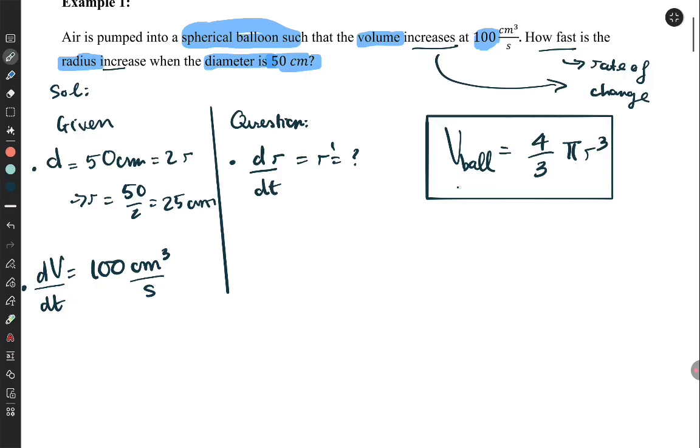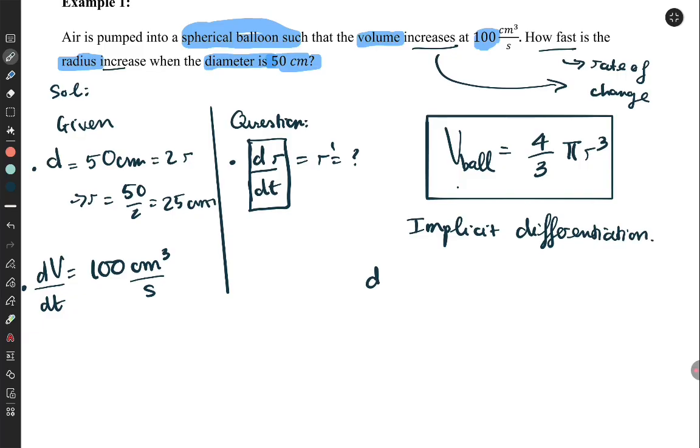This question, you have V equals 4 over 3 pi r cubed. The question asks you to find this thing. I don't know what it looks like, but I know the idea is to first take the derivative of both sides, or in other words, implicit differentiation. That is the first step. I'm going to take the derivative of both sides. So put d over dt, with respect to time.